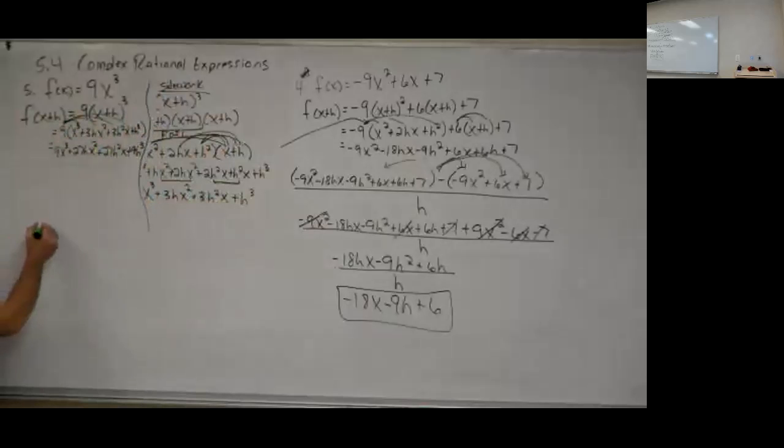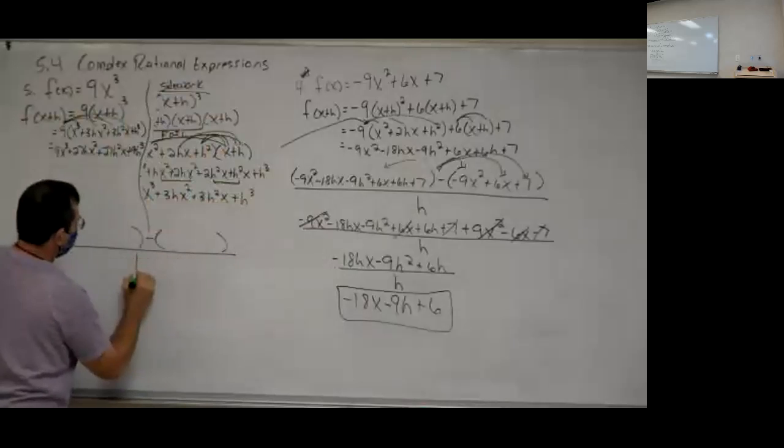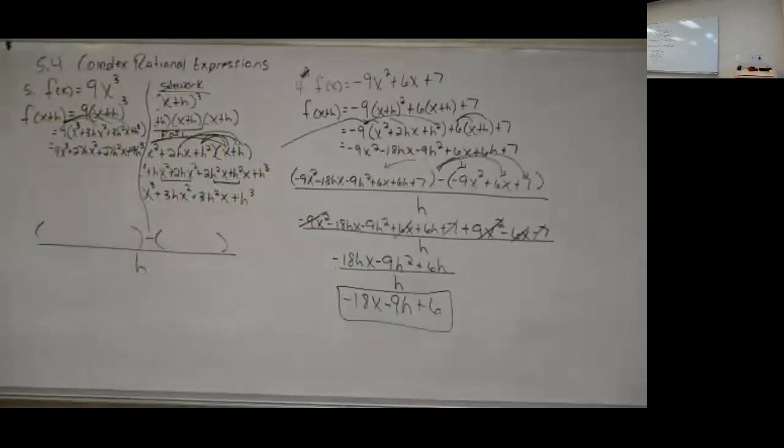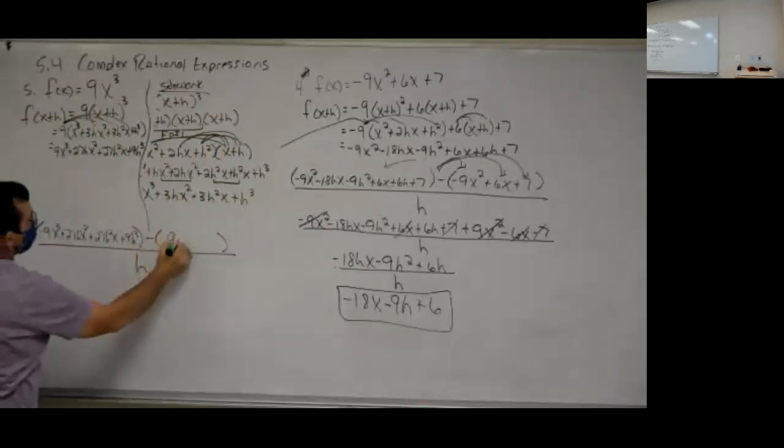So now, I'm going to put them in my parentheses over my h. And look at this. The only thing up here that does not have an h in it is that 9x to the third. So I'm predicting that that's the only thing that's going to cancel. So here we go. 9x to the third plus 27hx squared plus 27h squared x plus 9h to the third minus f of x, which was 9x to the third.